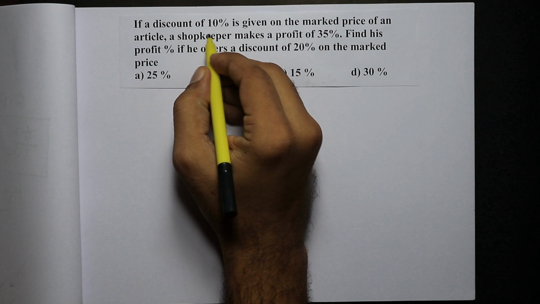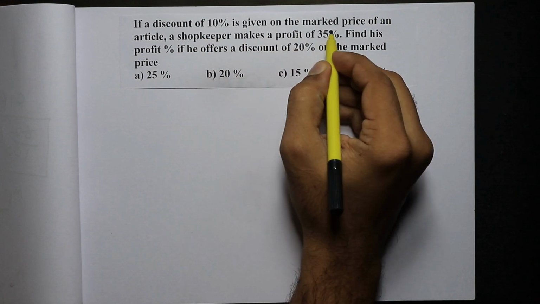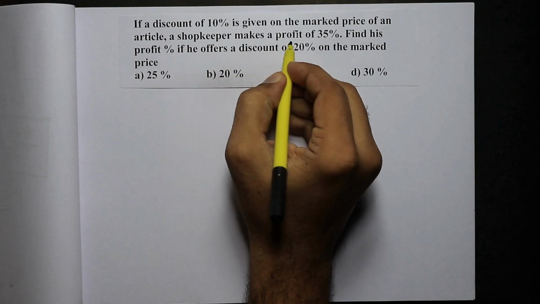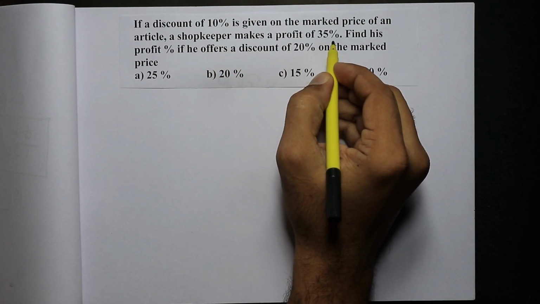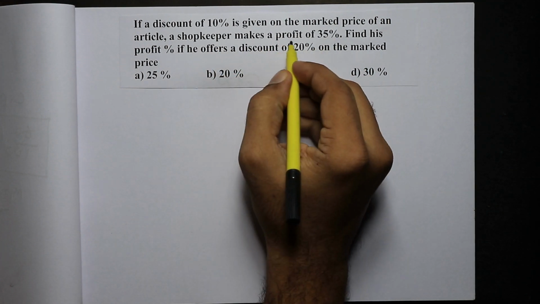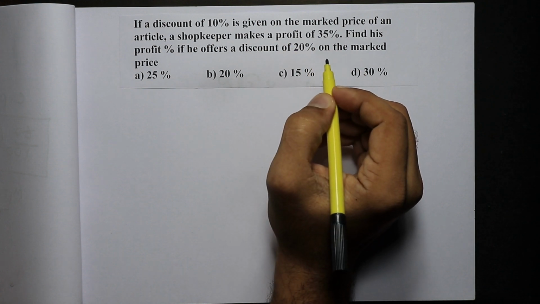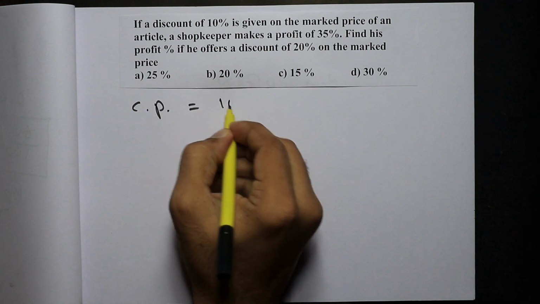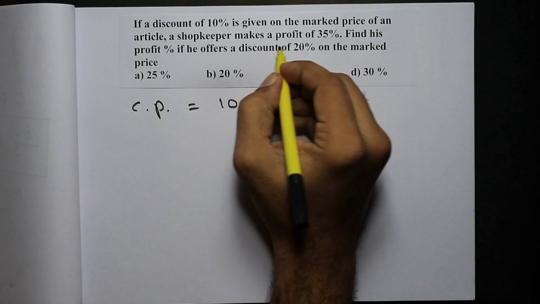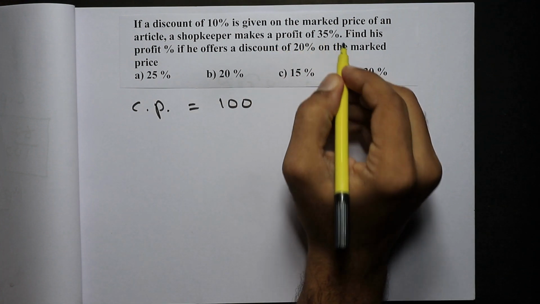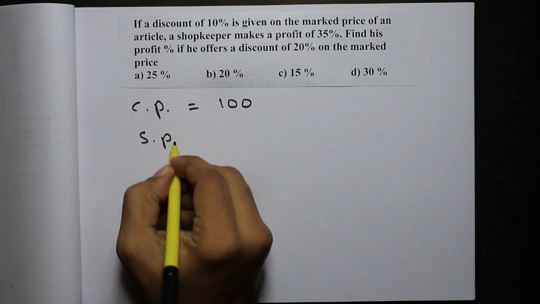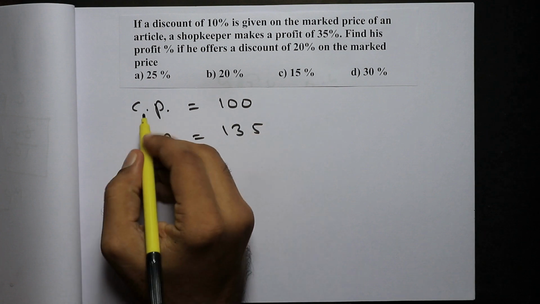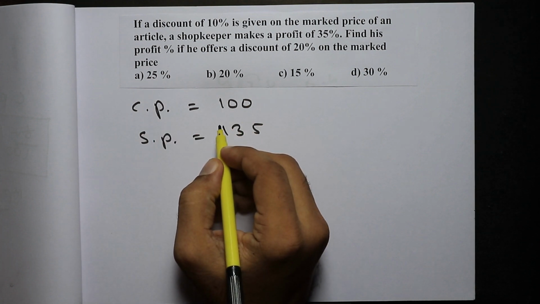If a discount of 10% is given on the marked price of an article, a shopkeeper makes a profit of 35%. So final profit has to be 35%. Now we will assume that the cost price is rupees 100. Now his final profit has to be 35%, which means that the selling price has to be 135, if you assume that the cost price is rupees 100.